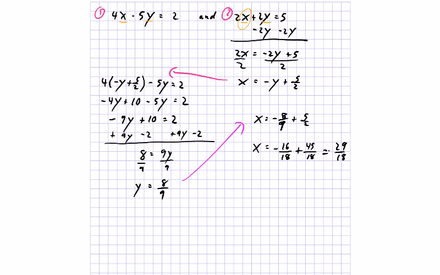29/18. So the solution is that we have the coordinate 29/18, comma 8/9. You can use mixed numbers in the solution or not.